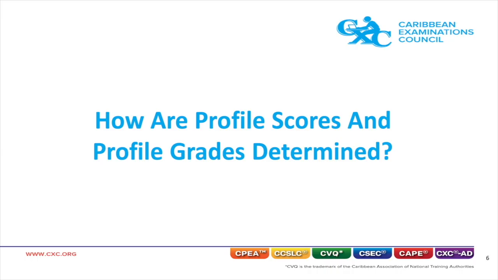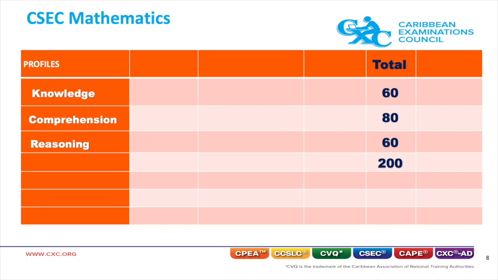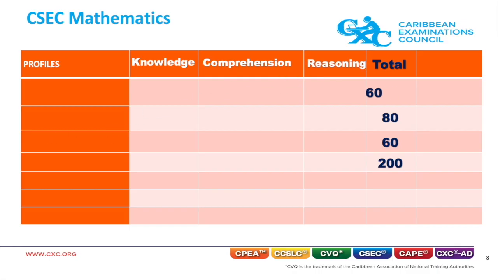In order to understand how the profile scores are determined, let us go back to the syllabus and take another look at the weightings of paper and profiles table. Let us strip the table out, leaving the profiles column and the total column. Now let us convert the profiles column to a row. Then convert the total column to a row. The total column now becomes the maximum score for each profile.